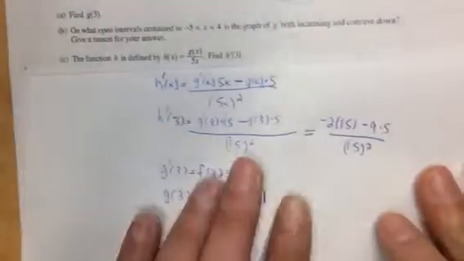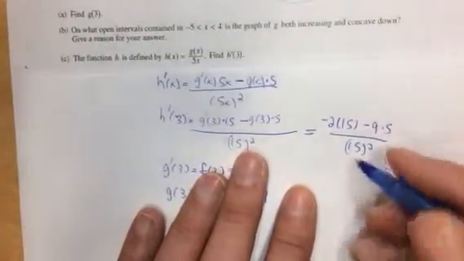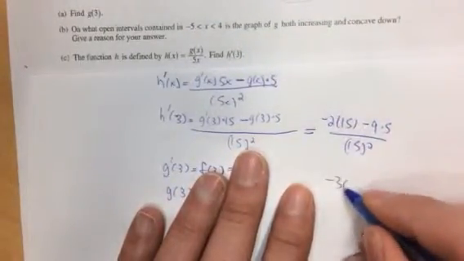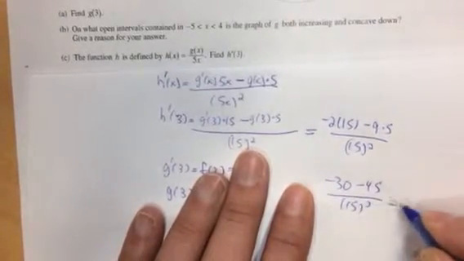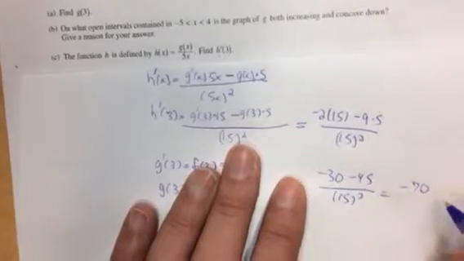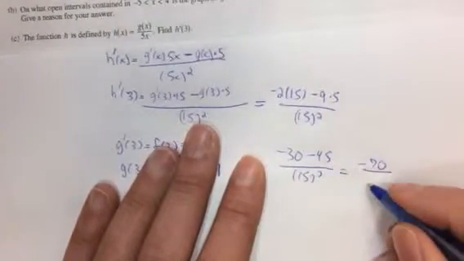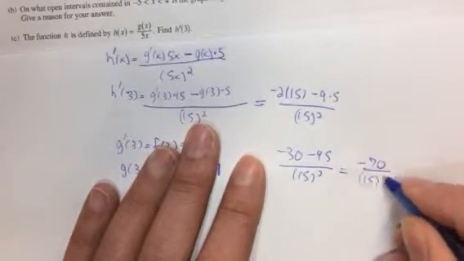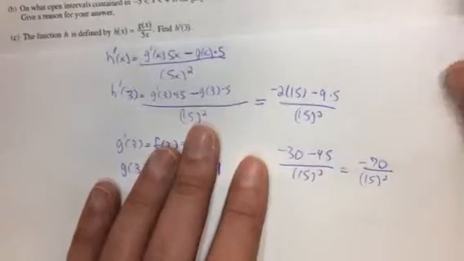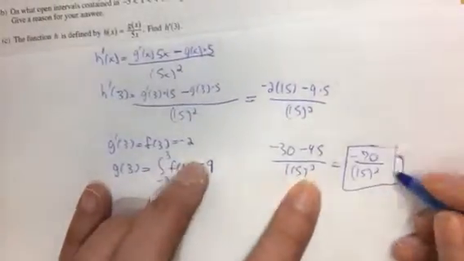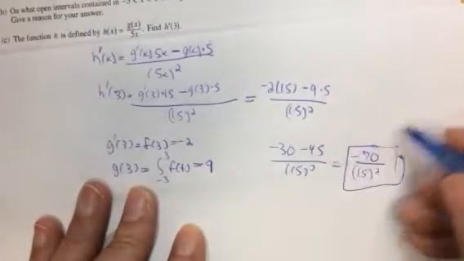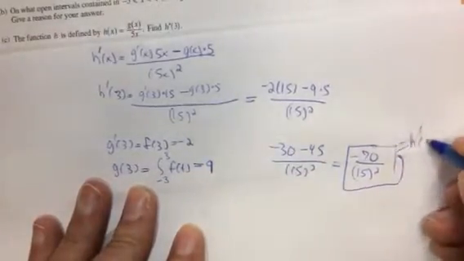This is a no calculator section, so simplify as little as you feel comfortable with. I feel comfortable saying -30 minus 45. I'm not going to simplify 15 squared. I'm just going to leave it as -70 divided by 15 squared. Okay. You could simplify it more if you'd like to, but you don't need to because it's a free response. So this is a fine answer. We need to make sure we've labeled this. This is h prime of 3.